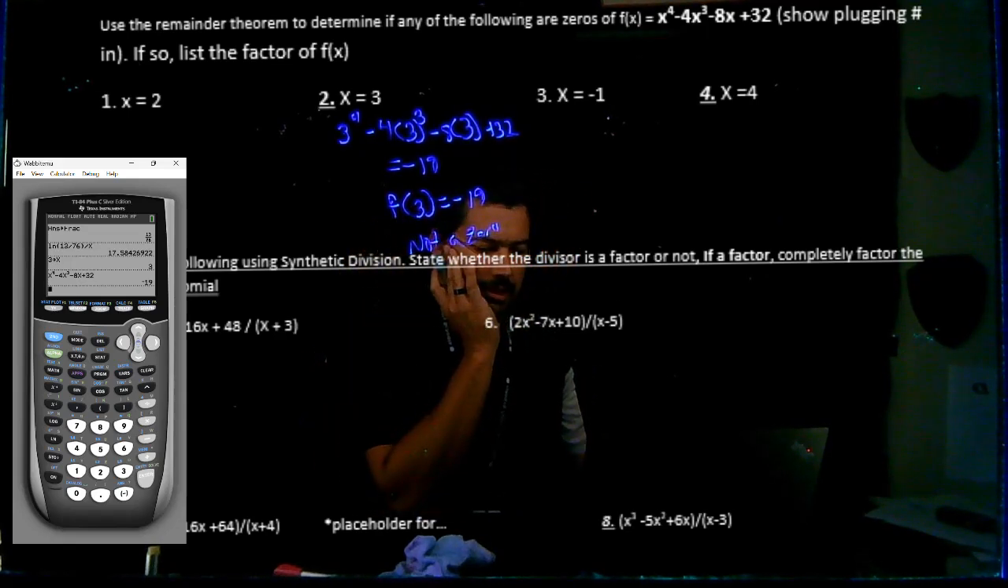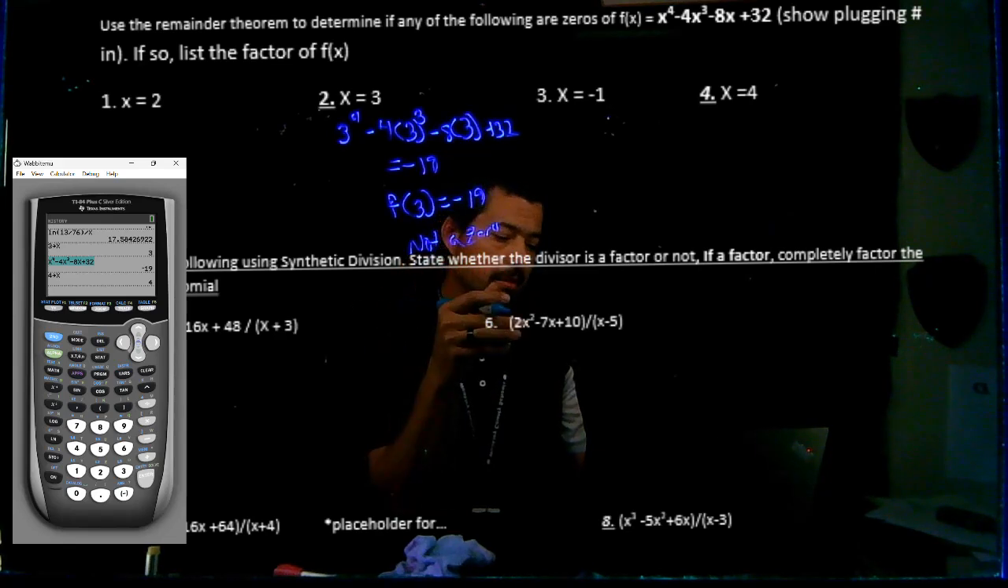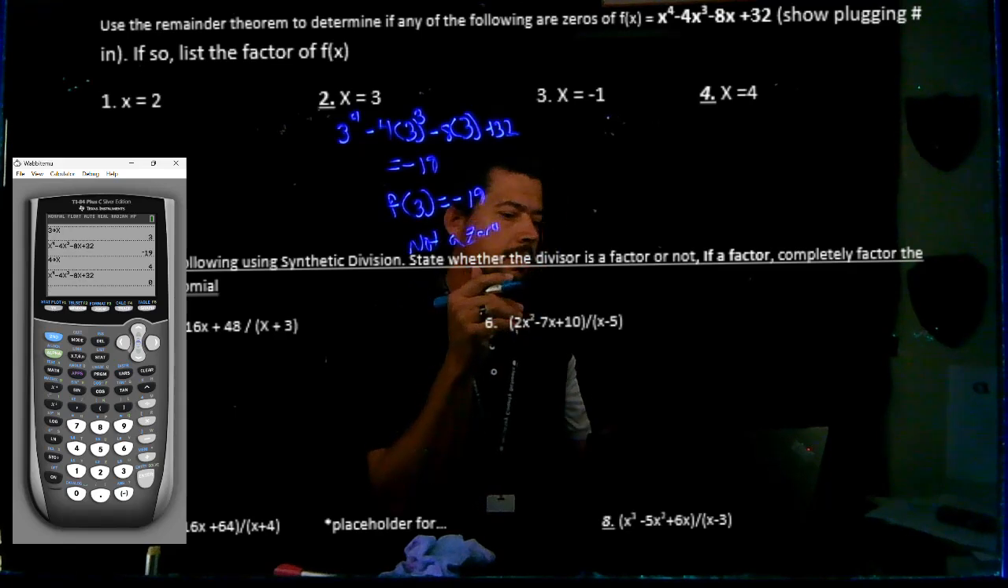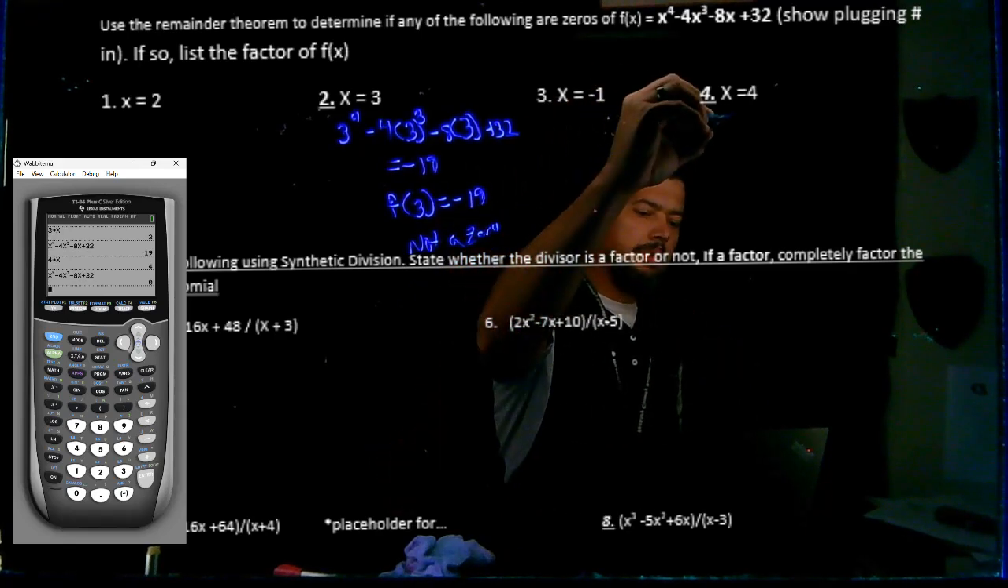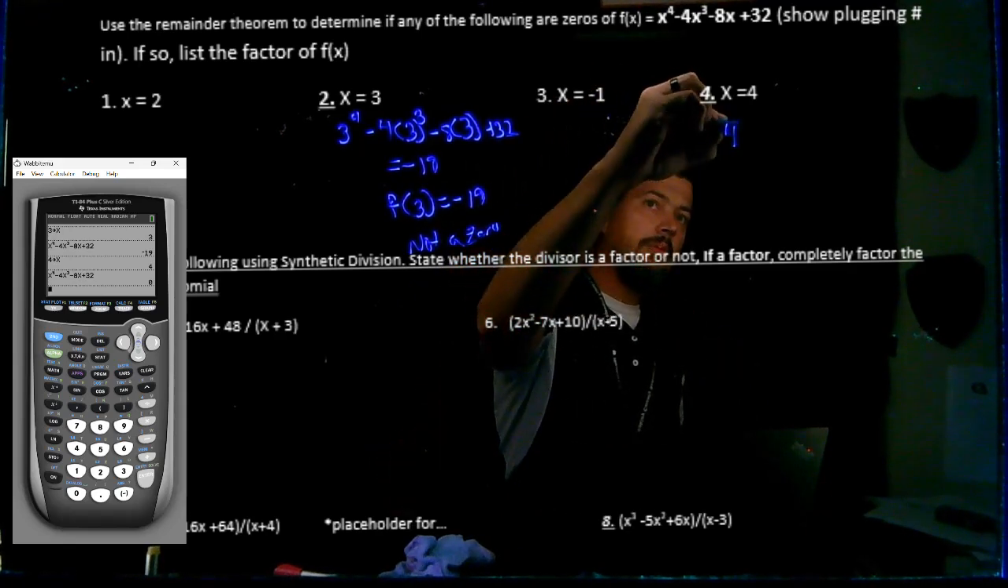On number 4, x is 4, so I'm going to take a 4, store it to x, and then I'm just going to type in the polynomial, which I've already done once. Notice I'm arrowing up and highlighting and pressing enter. Play along, learn how to use a calculator, and I get 0. So I forgot to show my work here. My work was that everywhere I saw an x, it was a 4.